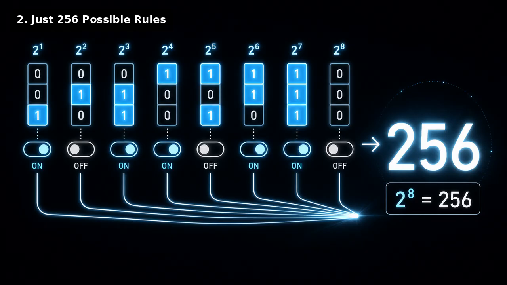Now let's count how many rules exist. There are 8 possible 3-cell patterns. For each, the answer is black or white. That gives 2 to the 8th, 256. So every rule has a number, like Rule 30.